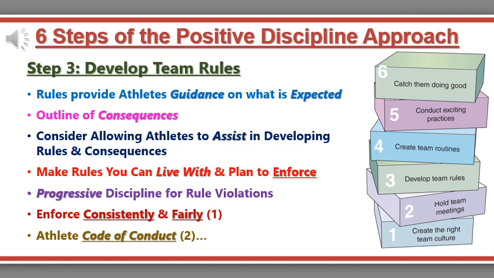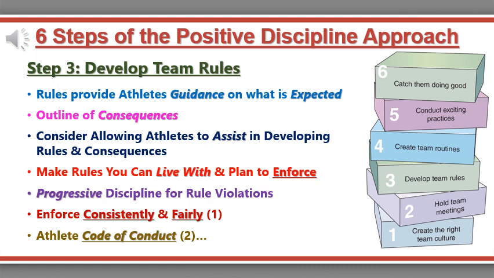I wouldn't always go with exactly what the athletes had, but I would give them quite a bit of input and let them assist. Make rules that you can live with and you plan to enforce. Don't make rules that you're not going to live with, unless it's a school policy that you have to follow, or an NCAA or high school association rule that you have to live with and enforce. That's a different story. You can't deviate from that.